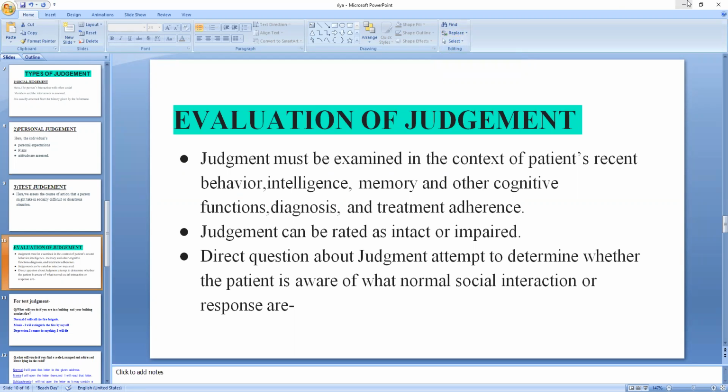I would like to request Dr. Shubham for the illustration of the test judgment. I'm going to ask you quickly. Suppose you find a letter, a stamped, addressed letter on the road. What will you do?